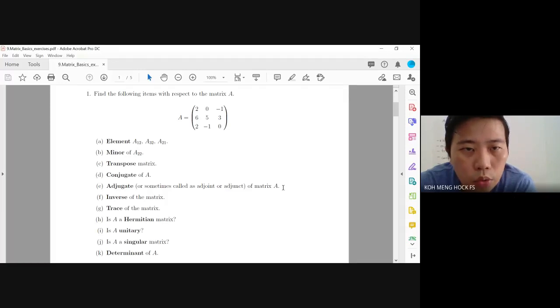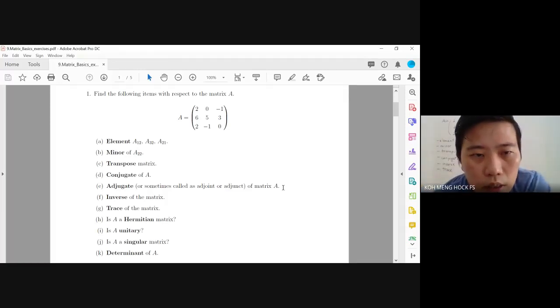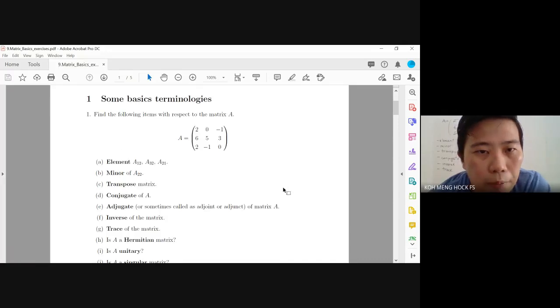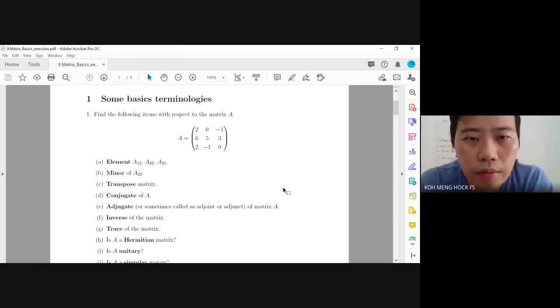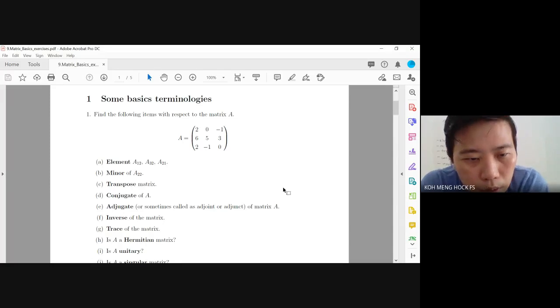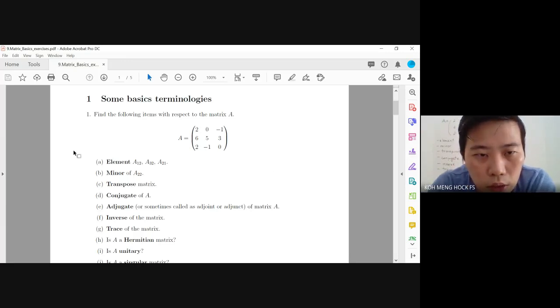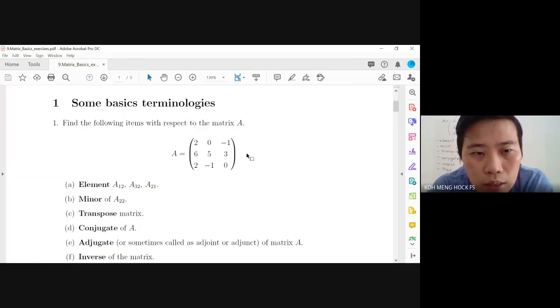So here we go to exercise number one, where I give you a matrix A like this, and I ask you to find a few things. I'm not sure whether you have come across these terms. Most of them you have come across, but maybe one or two are slightly new to you. So let's go to the first one, which is the elements A12, A32, A21. I think you can do these, right?